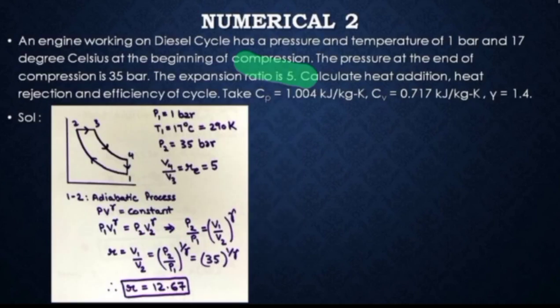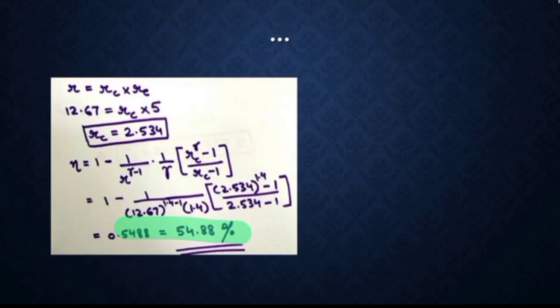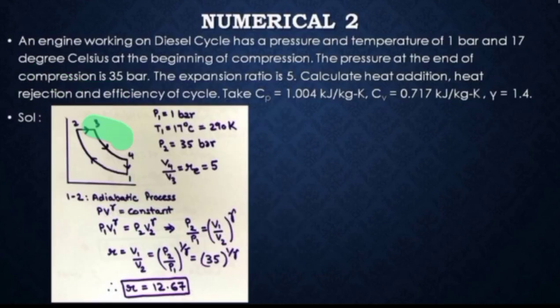The second thing is heat addition and heat rejection. How to calculate the heat addition and heat rejection? Keep your focus here. It is very important. Heat addition is from 2 to 3. So, constant pressure, Q is equal to m Cp (T3 minus T2), but we don't know T3 and T2. We will see how to find that.